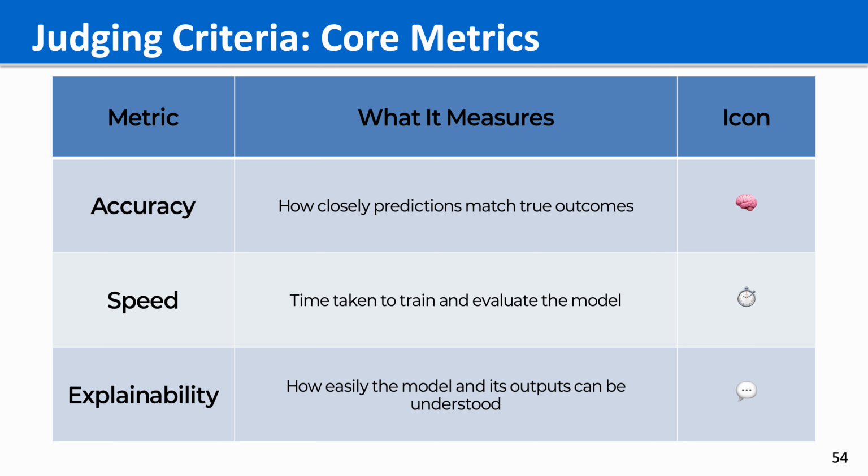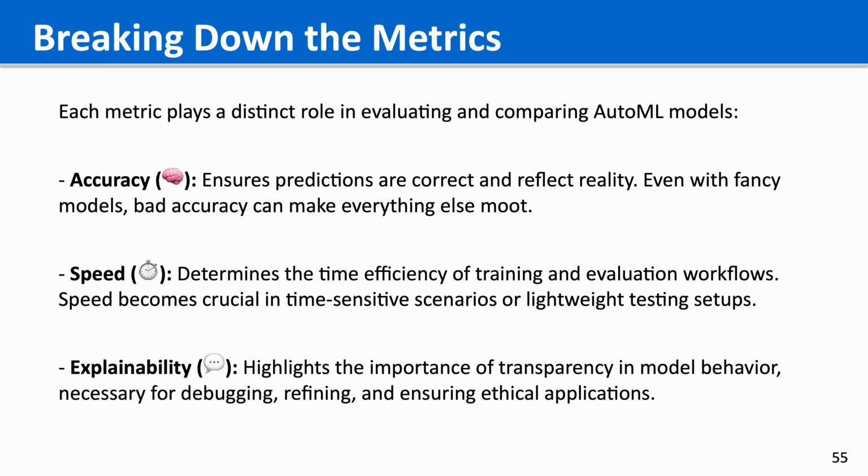This table outlines the three main metrics we'll use to judge your models. Accuracy measures prediction reliability. It's the first thing that will tell us how well the model works. Speed matters because faster models are essential for environments where time or resources are constrained, which is a real-world consideration in many projects. Finally, explainability is about clarity. It's not enough for a model to deliver numbers if end users or stakeholders can't understand the why behind the predictions. Each metric on this list serves a unique purpose.